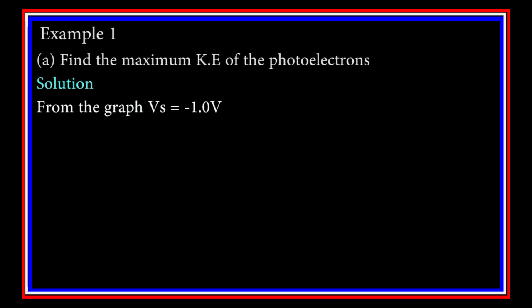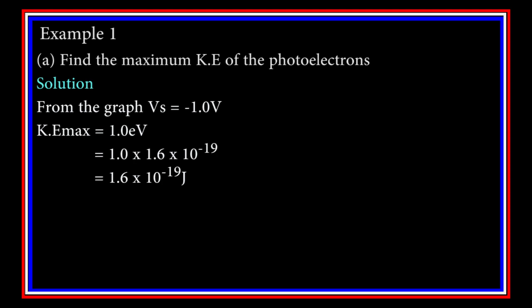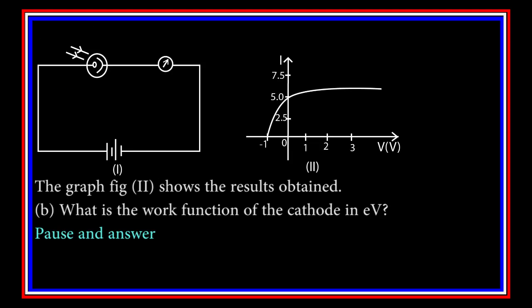Solution. From the graph, Vs is equal to negative 1.0 V. Kinetic energy maximum is equal to 1.0 eV, which is equal to 1.0 times 1.6 times 10 to the power negative 19. This is equal to 1.6 times 10 to the power negative 19 joules. B. What is the work function of the cathode in eV?